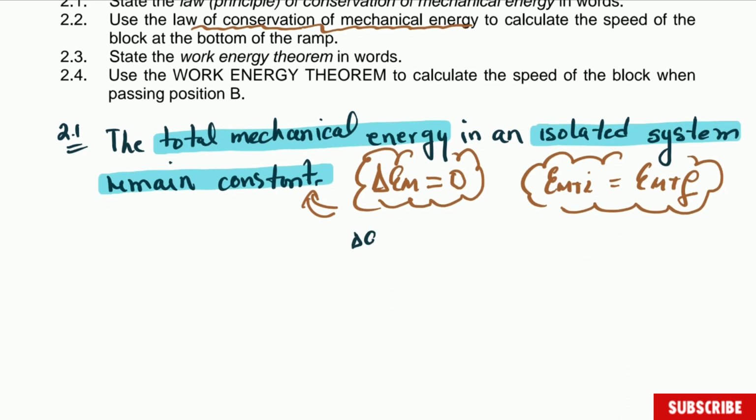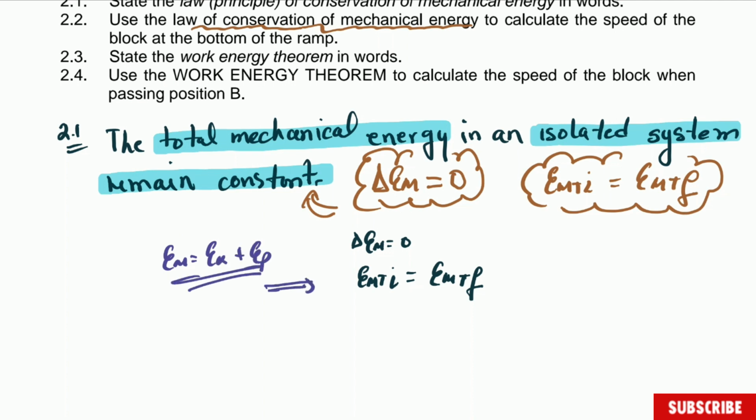As I said, the change in mechanical energy is equal to 0, which means that the total mechanical energy initial is equal to the total mechanical energy final. The initial is going to be the starting point, and remember, just for control, that mechanical energy is the addition of kinetic plus potential. So we substitute in this equation: the total kinetic energy initial plus the total potential energy initial is equal to the total kinetic energy final plus the total potential energy final.